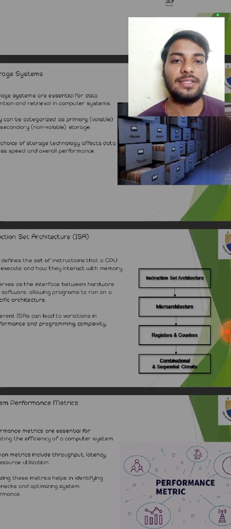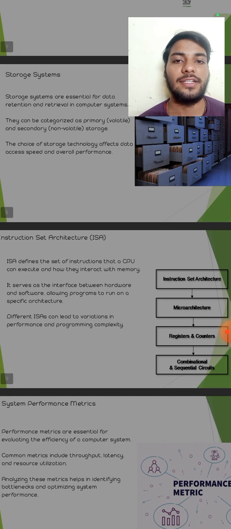Storage systems are essential for data retention and retrieval in computer systems. They can be categorized as primary, that is volatile, and secondary, non-volatile storage. The choice of storage technology affects data access speed and overall performance.